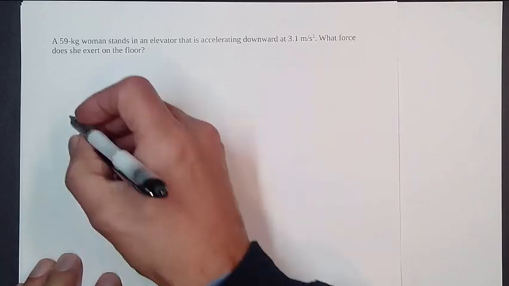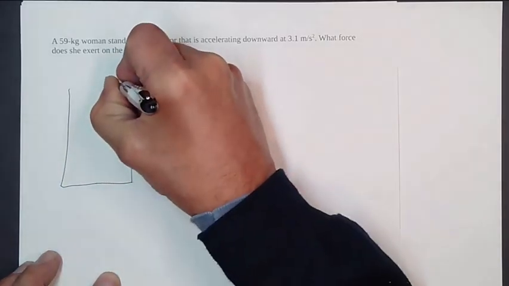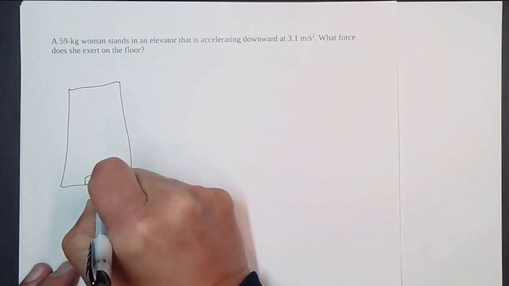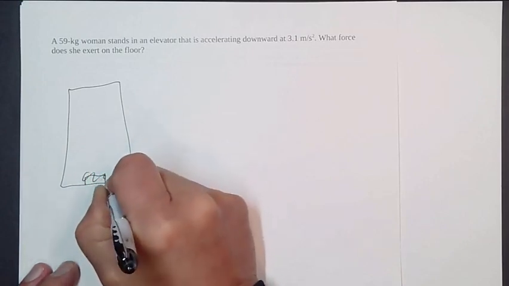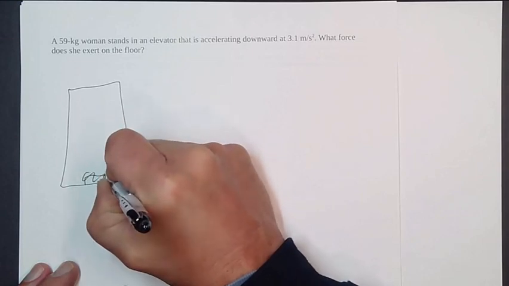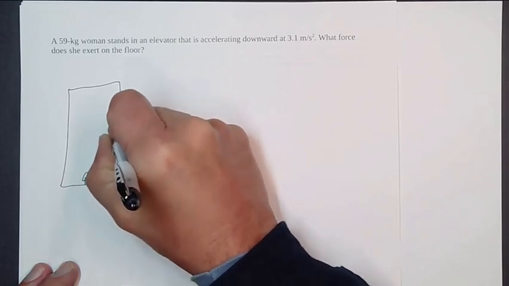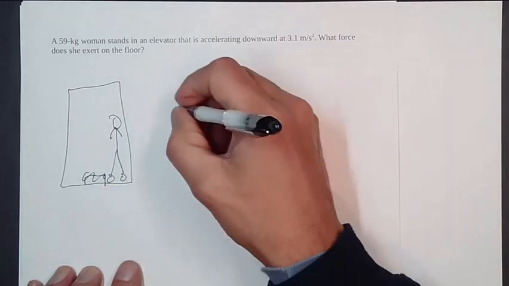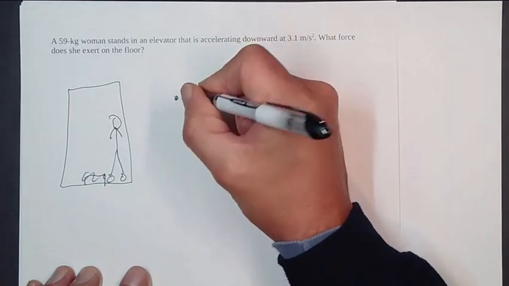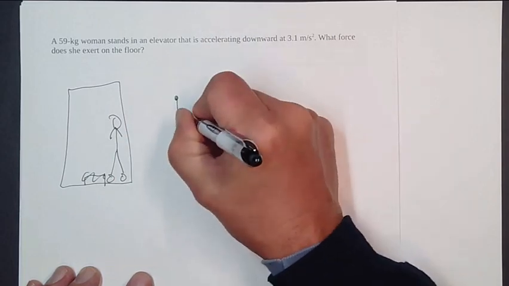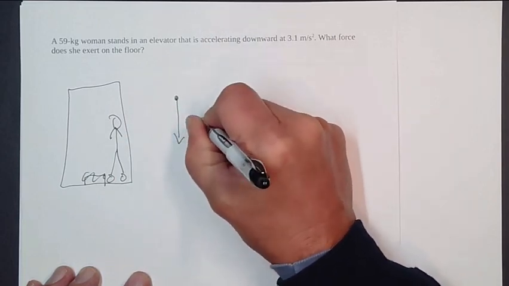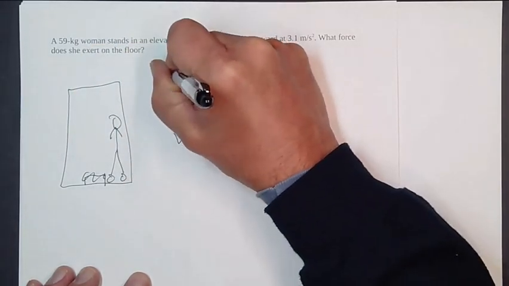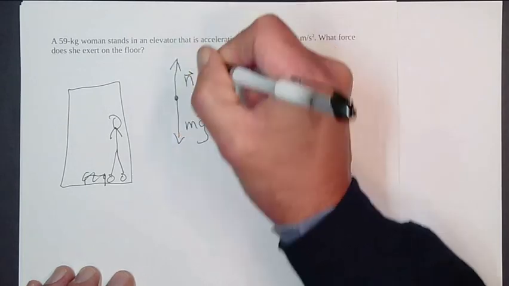Let's figure this out. So here we've got an elevator. All right, let's just not have the scale. We'll just have this 59-kilogram woman in there. There she is. And let's consider a free body diagram for her. So there's her weight, her mass, which is 59 kilograms, times g, and there's a normal force pushing up on her.